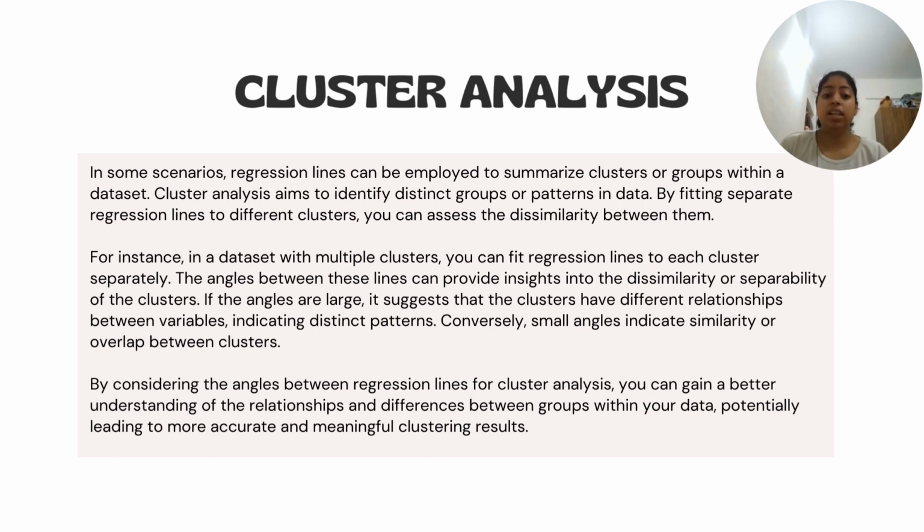If the angle is large, it suggests that the clusters have different relationships between the variables, indicating distinct patterns. Conversely, an angle that is small indicates similarity or overlap between clusters. By considering the angle between regression lines for cluster analysis, you can gain a better understanding of relationships and differences between groups within your data, potentially leading to more accurate and meaningful cluster results.